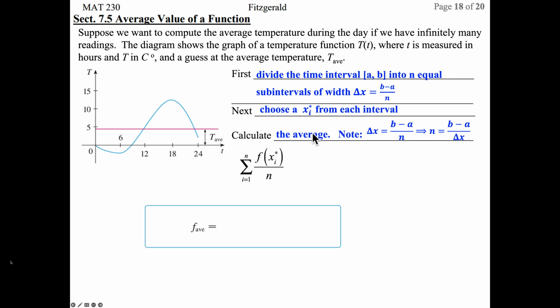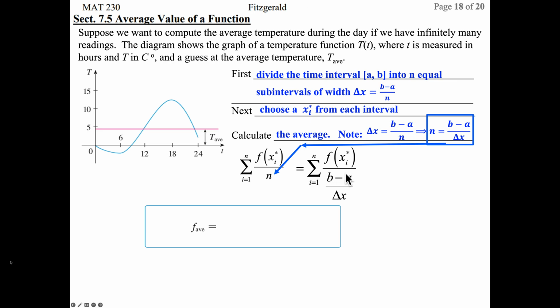Now, a little trick of what I need to do here. We're going to take this delta x, which is b minus a over n. I need to solve it for n, so it's basically multiply the n over to here, divide by the change in x here. Because with this summation, where I take any arbitrary function value in my subinterval and divide it by n, I want to replace that n with b minus a over the change in x. There's my substitution.